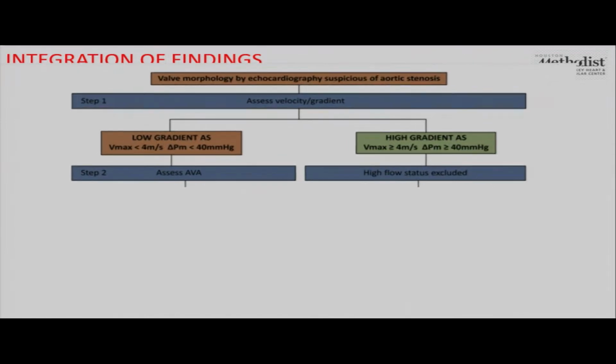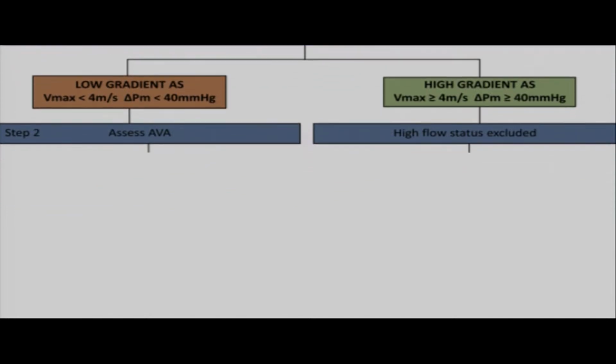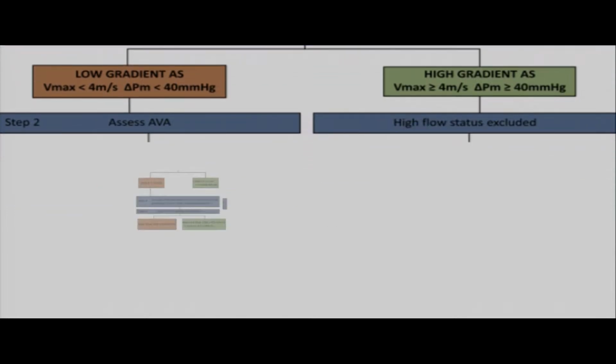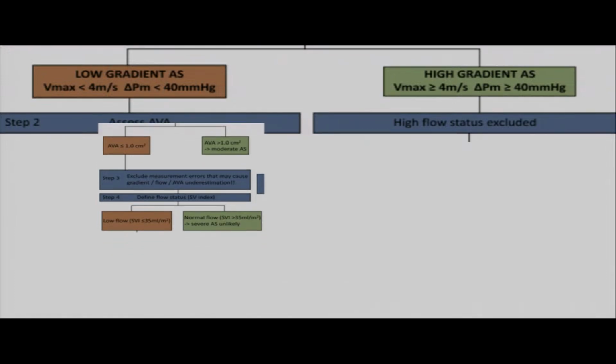So obviously first is you want to establish the gradients and the valve area, right? And make sure that there is no high flow status. And like we just talked about, if it is high flow, then you obviously exclude reversible causes. Then the next option is to really establish the flow rate, right? Is it normal flow or low flow?